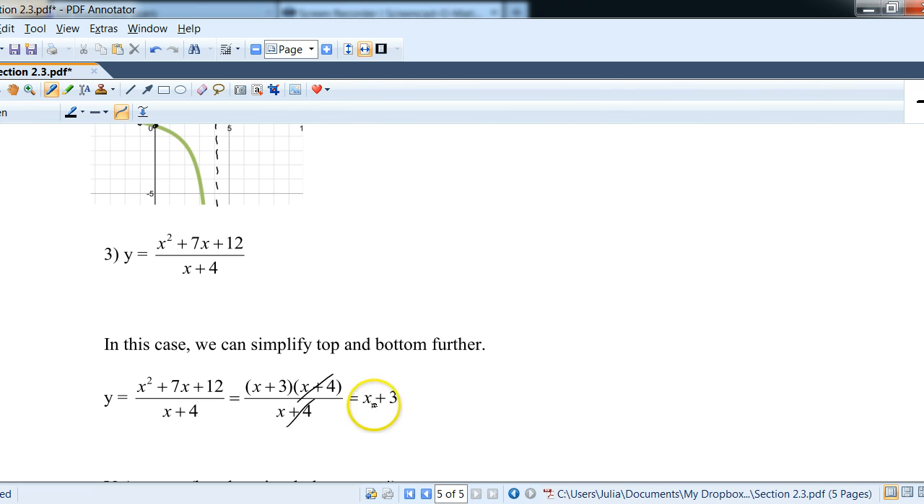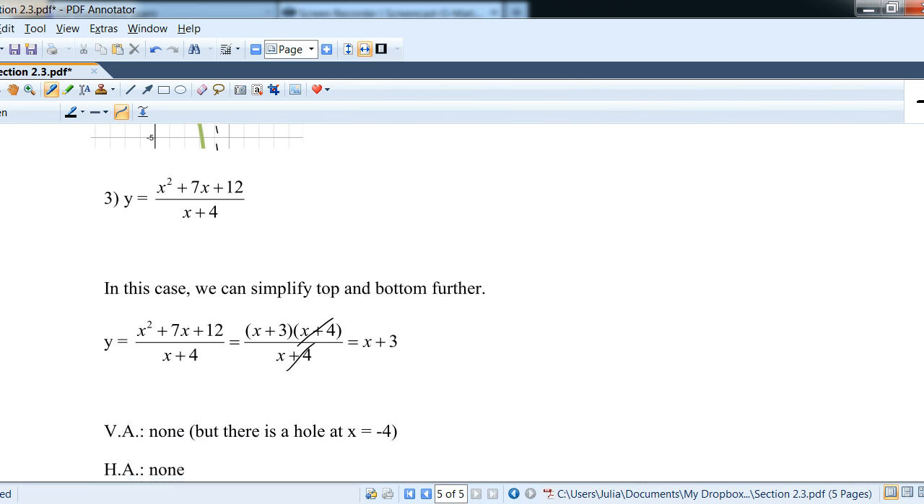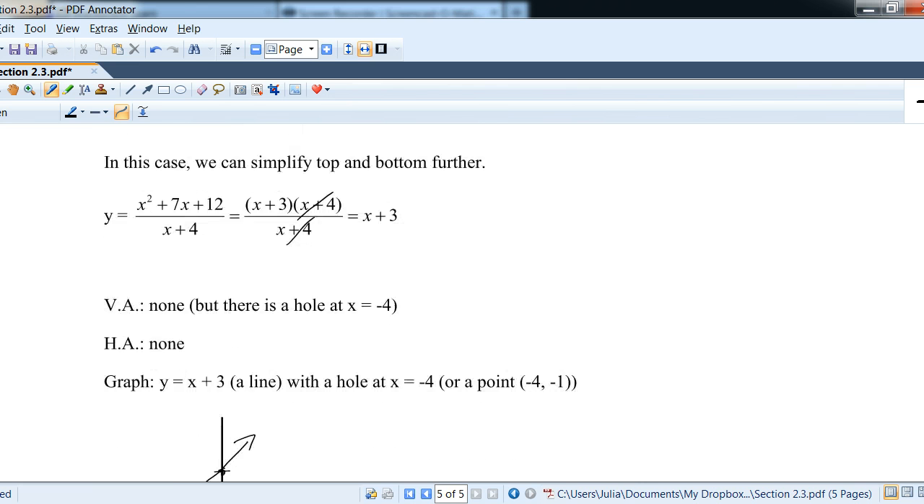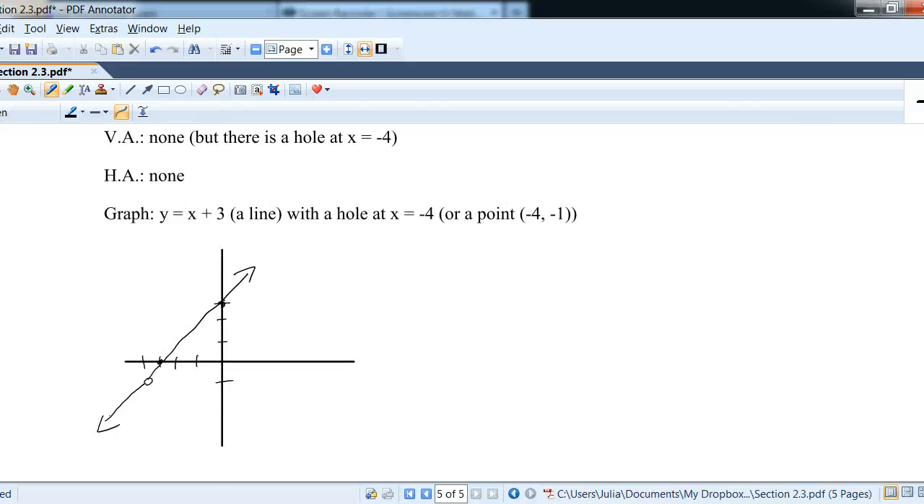Okay, so real quick now, for the last one, we could factor the top. So notice x plus 4 is gone, so there were no asymptotes really. It's a line of y equals x plus 3, but there is a hole at x equals -4. And notice how I drew the graph. I actually drew it by hand. It's y equals x plus 3. This is the graph. But notice I put a hole at x equals -4. And if you draw it on a calculator, it's not going to show up. So you have to put it in yourself.